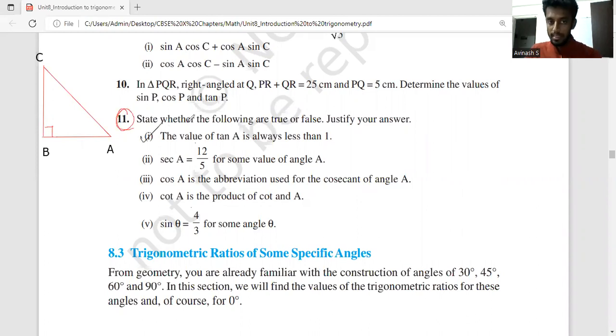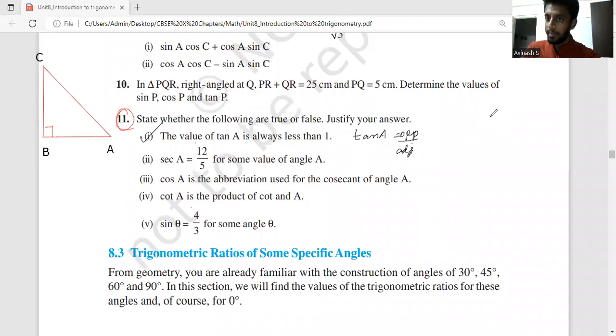The first subdivision is: the value of tan A is always less than 1. So we all know that tan A is nothing but opposite by adjacent. This is the formula for tan. And they have given that the value of tan A is always less than 1. So before we get into this question, let us try to understand when a fraction is less than 1 and when a fraction is greater than 1.